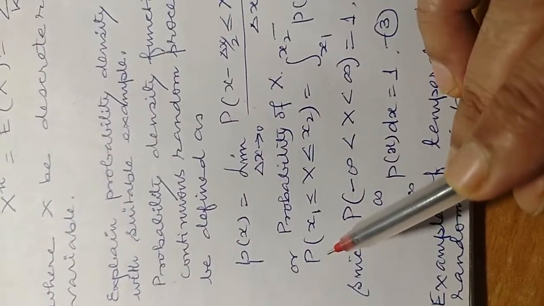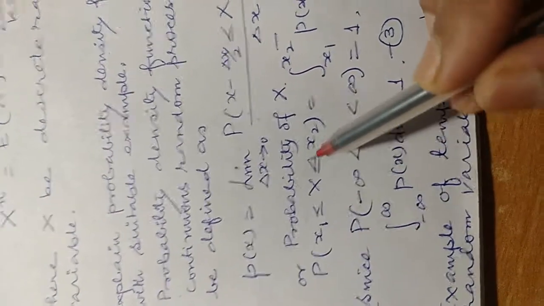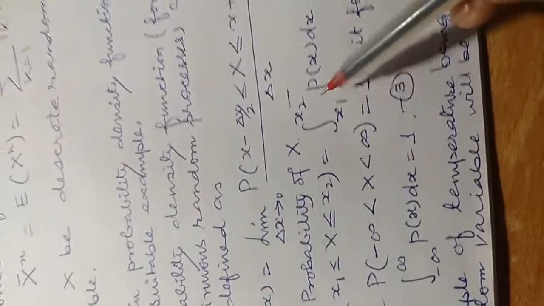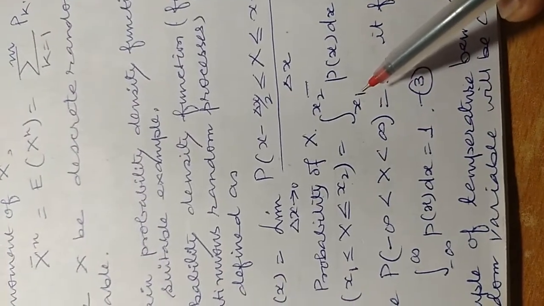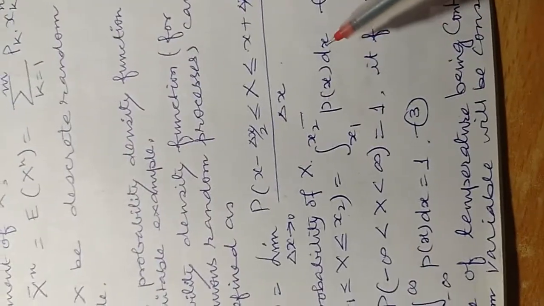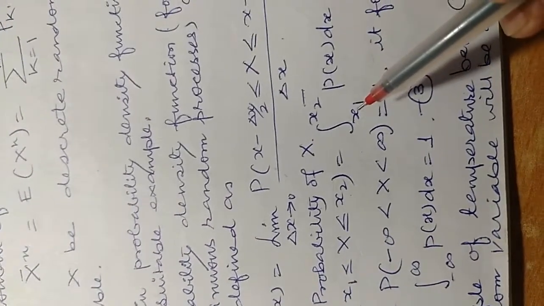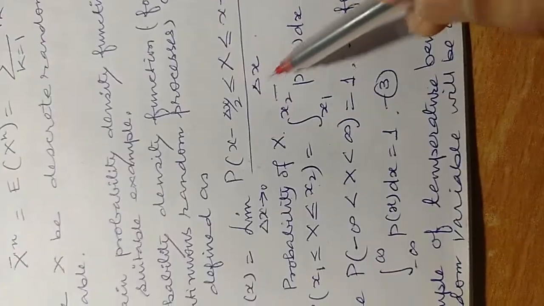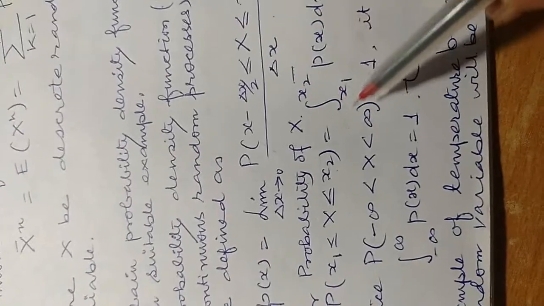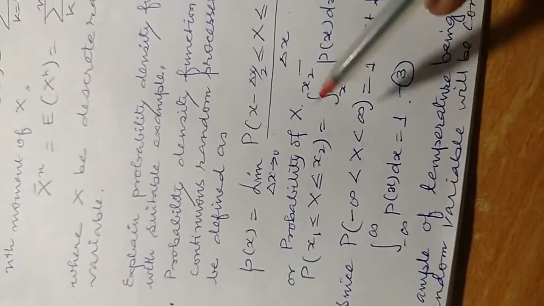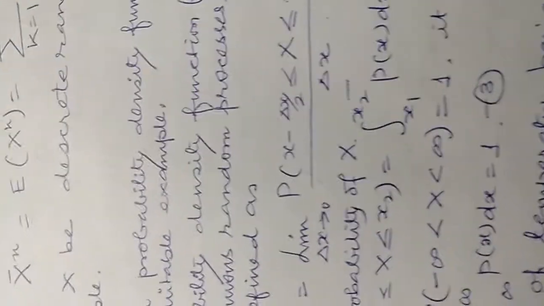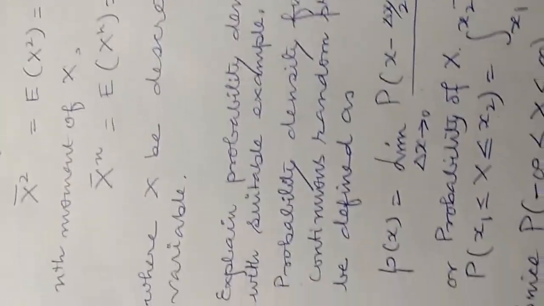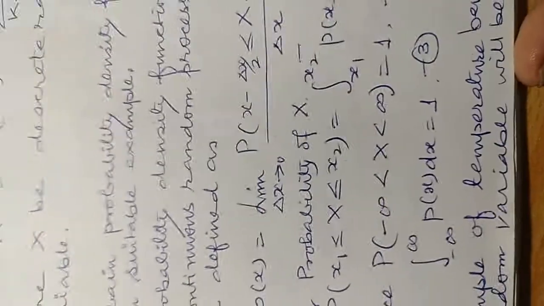So the probability distribution function, P of x1 to x2, can be written as the integration of p of x dx over the range x1 to x2. That range we have defined here. Again, what we are doing is integrating, which means we are continuously adding the probability density function, and then we get the probability distribution function. So the probability density function and the probability distribution function are interrelated.